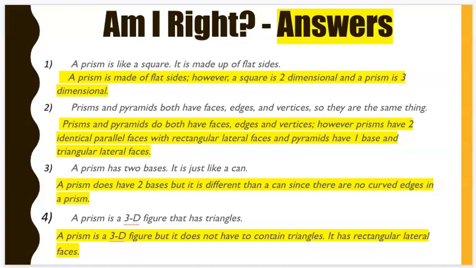A prism has 2 bases, it's just like a can. Well, a prism does have 2 bases, but it's different than a can since there are no curved edges in a prism. A prism is a 3D figure that has triangles. Well, a prism is a 3D figure, but it does not have to contain triangles. It has rectangular lateral faces. So sometimes part of the student's reasoning is accurate and another part is not accurate.